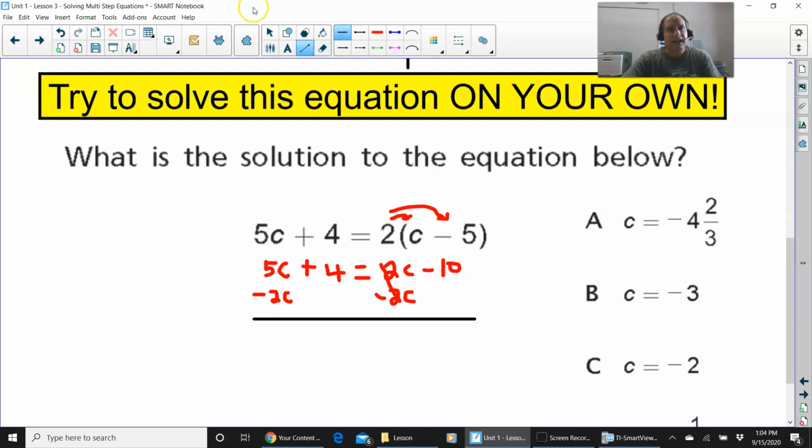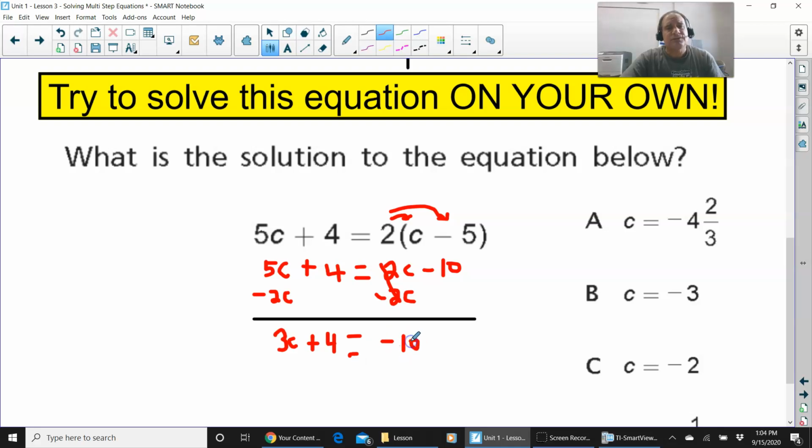You won't have to work with that negative, right? So that's a good thing. So 5c minus 2c, and that is 3c. And then you just bring everything else down. Don't try to do anything else. And it's an equal sign, and it's a negative 10.